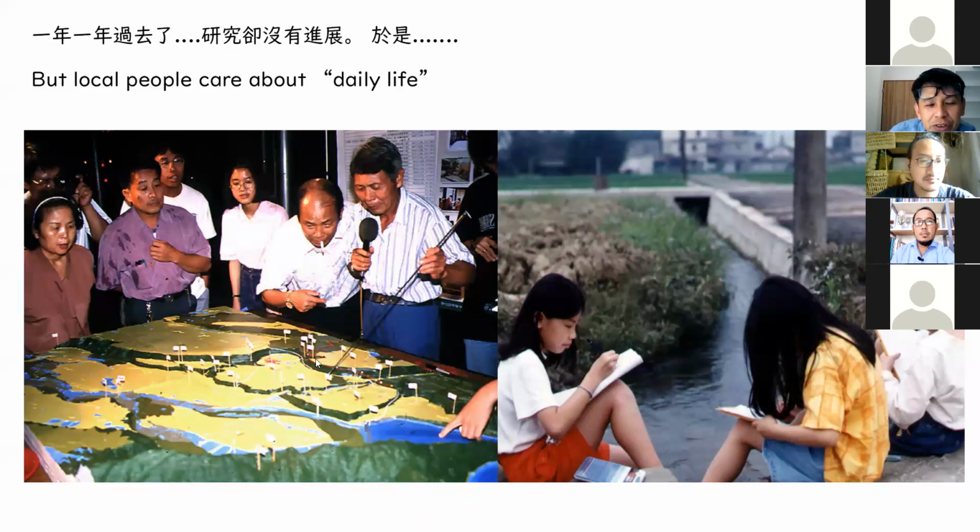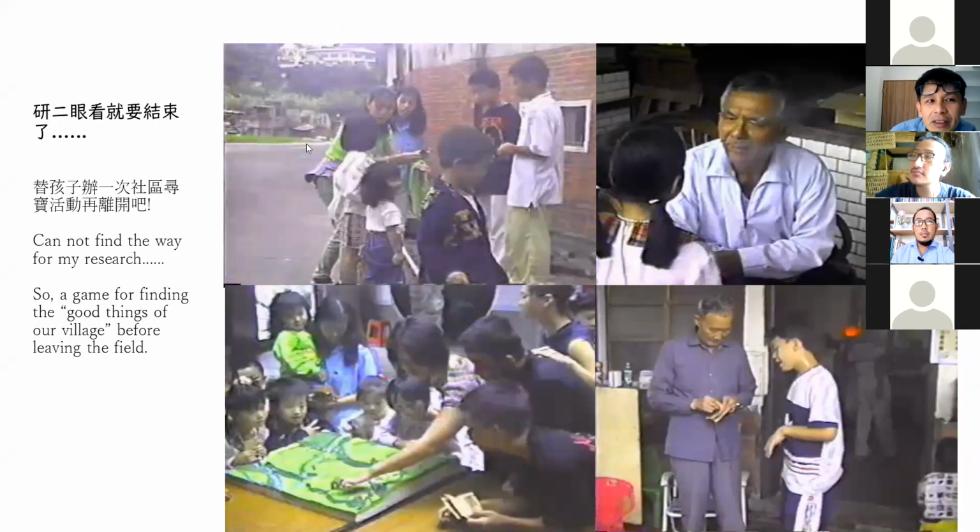We built a model and just talked about old time stories. What the name of the place is, how the place got this name. That is really about the city's memories. This place is called what, and what the story was, and they described the old time. This was a really prosperous street in the old time. And the kids keep drawing the beautiful village where they like most. Before, I could not find a way for my research, but that kind of game for finding the things of our village really helps.